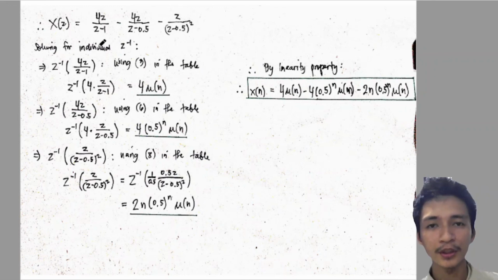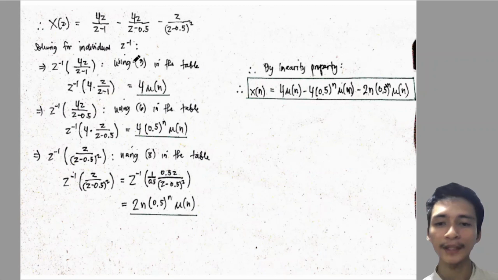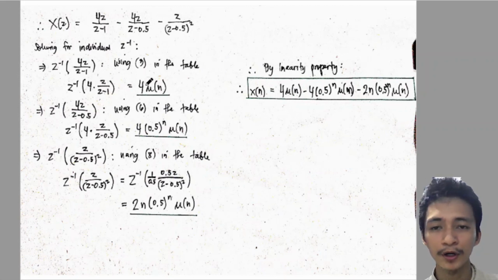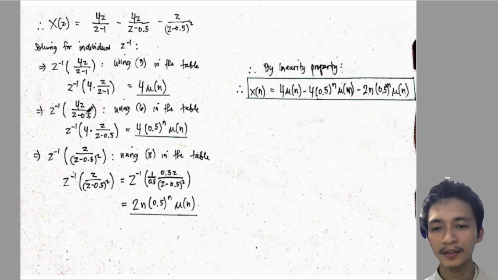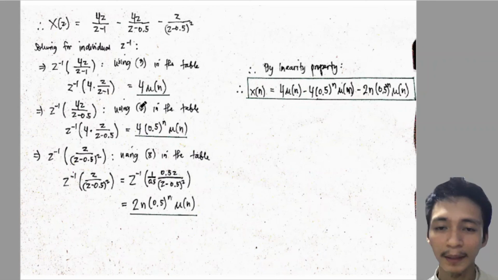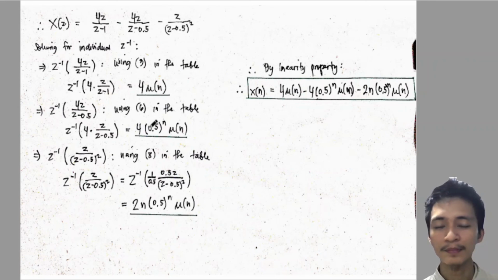Solving for the individual inverse transforms first, if you look at number 3 in the table, the inverse of this one is just 4u(n). For this one also, 4z over z minus 0.5, if you look at number 6 on the table and use it, you get 4 times 0.5 raised to the power of n times u(n).